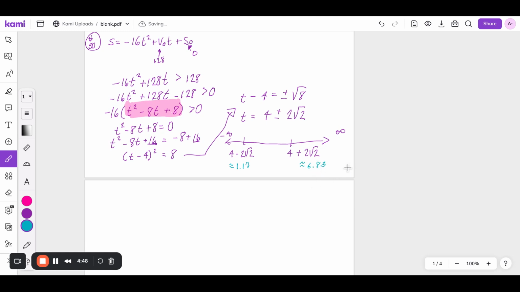And again, for the purposes of being very logical, this thing is not going to be in the air for an infinite amount of time, whether it's positive or negative infinity. And so we're going to say that our final answer is between these two values.